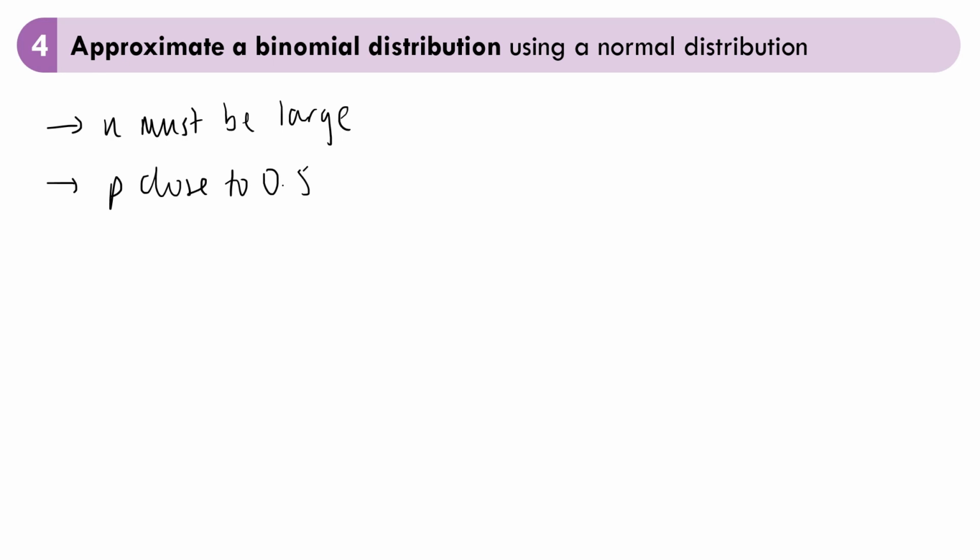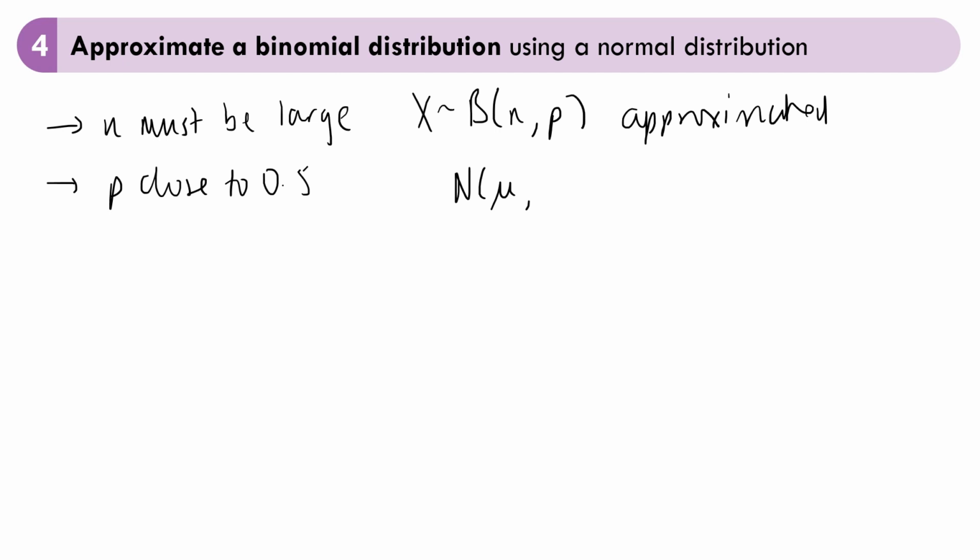So under these conditions, then we can say that x, which is binomially distributed with number of trials n and the probability of success p, can be approximated with the normal distribution with mean mu and standard deviation sigma, and the value of the mean we can approximate as np. This is the mean number of successes we're expecting, and we can estimate the variance using np(1 minus p).